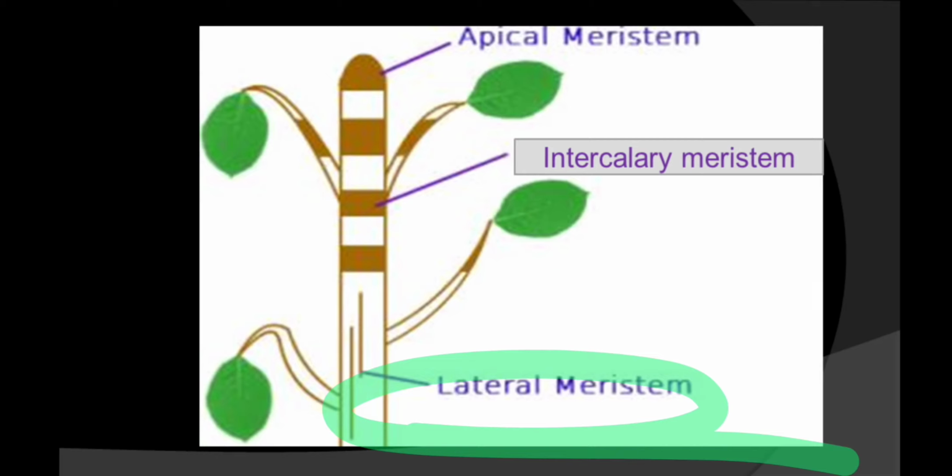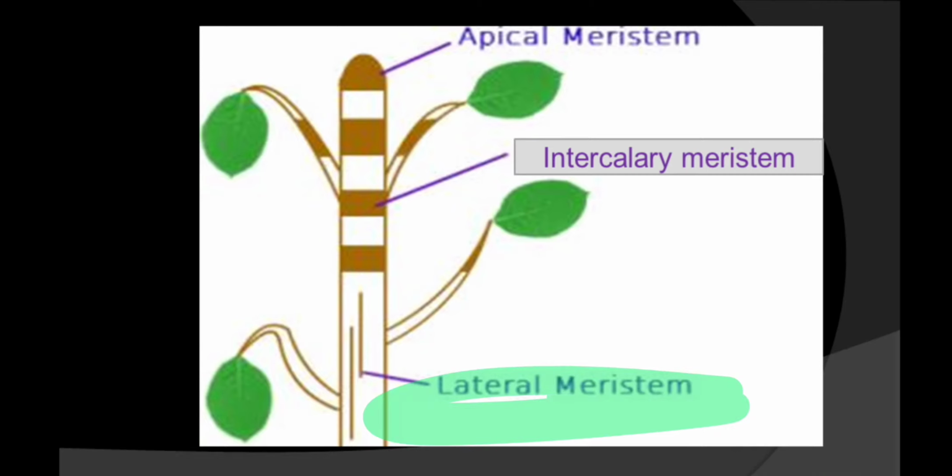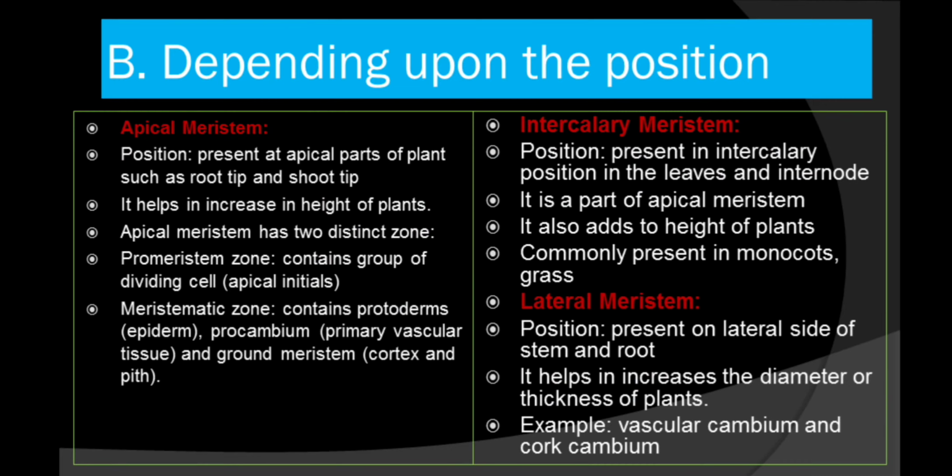Lateral meristem increases the girth of the plant, or we can say the diameter of the plant. So the lateral meristems are secondary meristems because they increase the girth of the plant, and the girth increases only when the plant matures. So these are the secondary type of meristem, whereas apical and intercalary are the primary type of meristem. Okay, clear? So next, lateral meristem gives rise to vascular cambium and cork cambium, right?